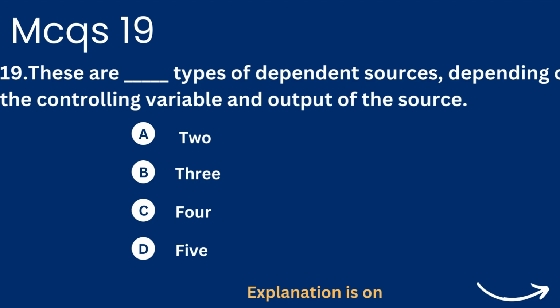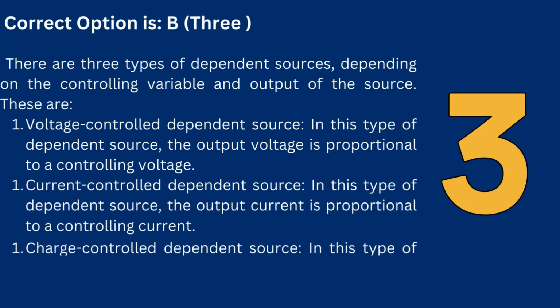Moving towards the next MCQ: there are various types of dependent sources depending on the controlling variable and output of the sources. Option A is 2, option B is 3, option C is 4, option D is 5. So our correct option is B, 3.